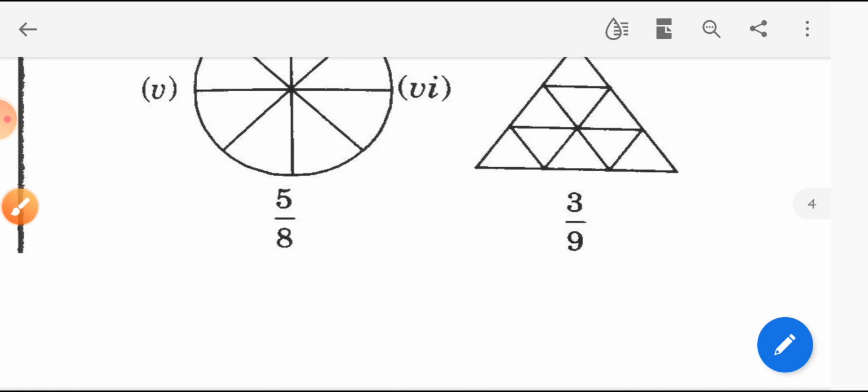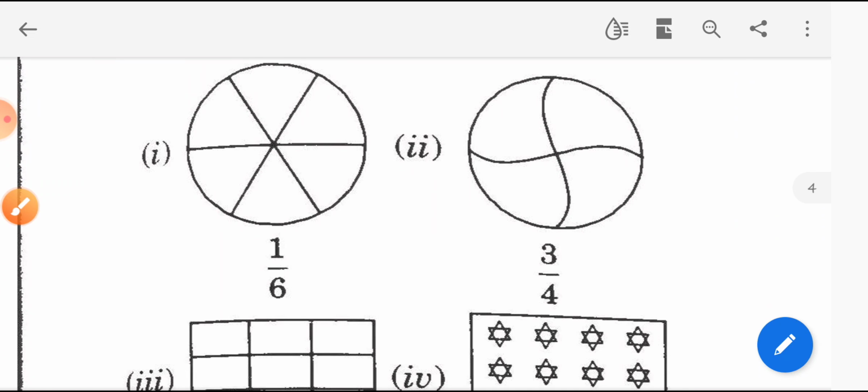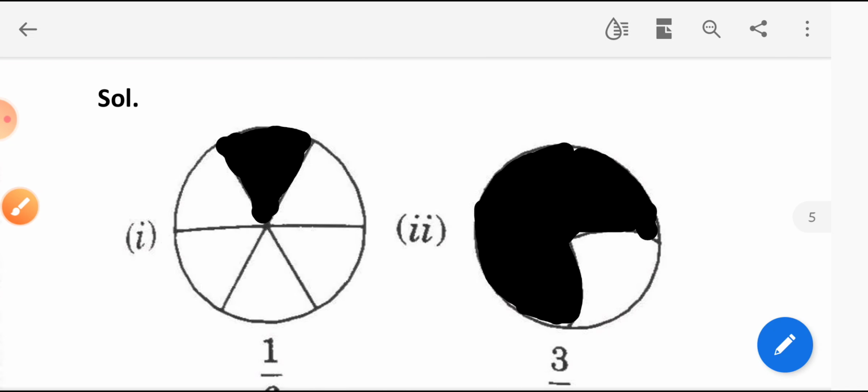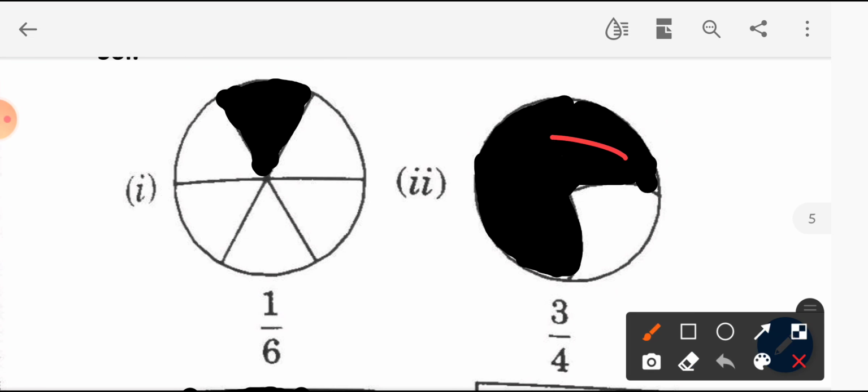Same second one. 3 by 4. 3 by 4 means how many parts are given? Total 1, 2, 3, 4. Out of this you have to shade any 3 parts. So you can shade any 3 parts as you like. So we have shaded here 1, 2 and 3 parts.